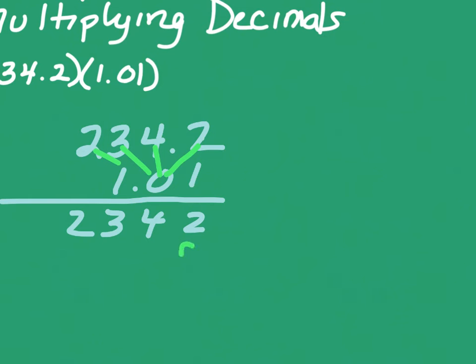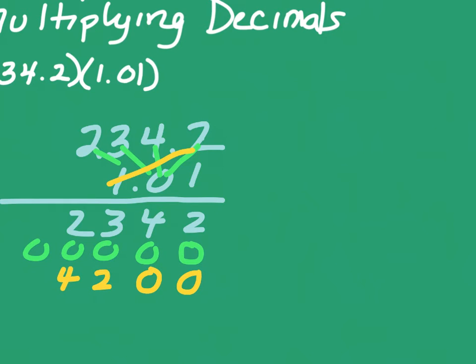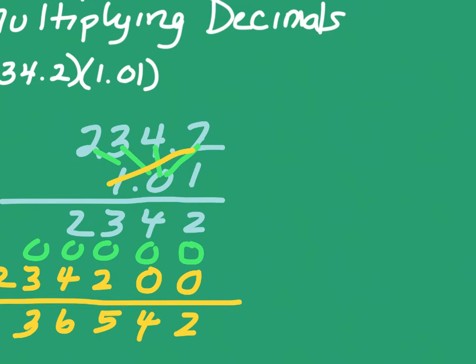But before I do that, I'm going to put a placeholder 0. All of those numbers will be 0. Now I'm going to go to multiply by the 1. I need 2 placeholders because I'm multiplying by the hundreds now. And 2 times 1 is 2, 4 times 1 is 4, 3 times 1 is 3, 2 times 1 is 2. Okay, and I add those up. 2, 4, 5, 6, 3, 2.